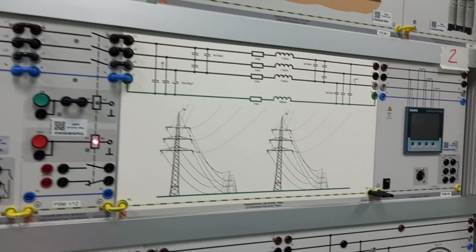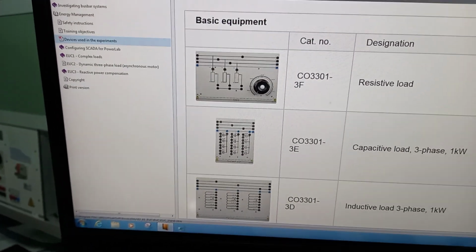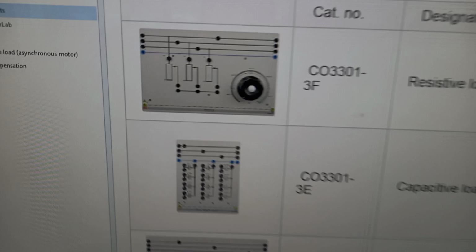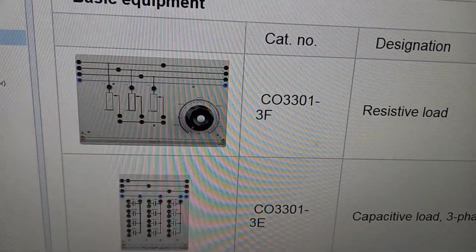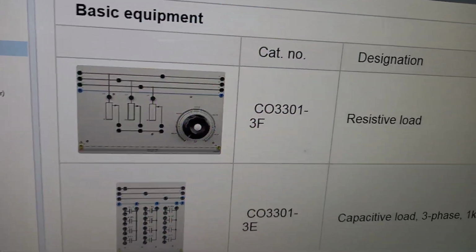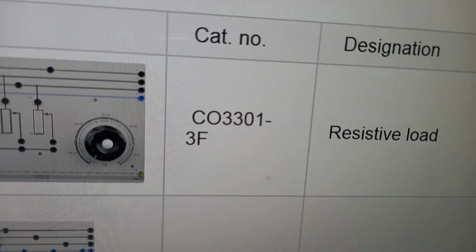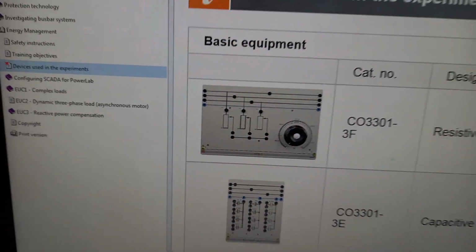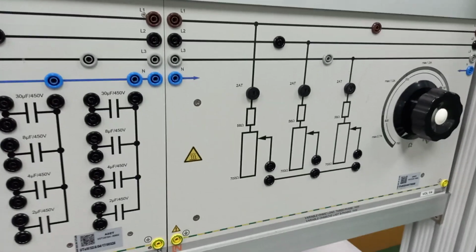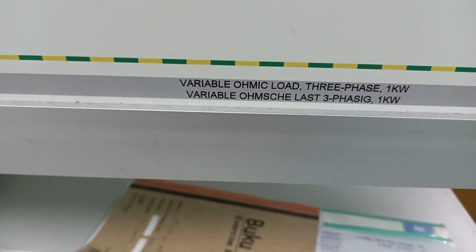Now I will introduce the most basic instruments that we are going to use for energy management. First is a resistive load. Resistive load, not resistor, okay? Remember in my class, I taught you the difference between resistor and resistive. Think about that, right? This is the code number for this particular instrument. This is the resistor. As you can see here, it's written as variable ohmic load 3-phase.